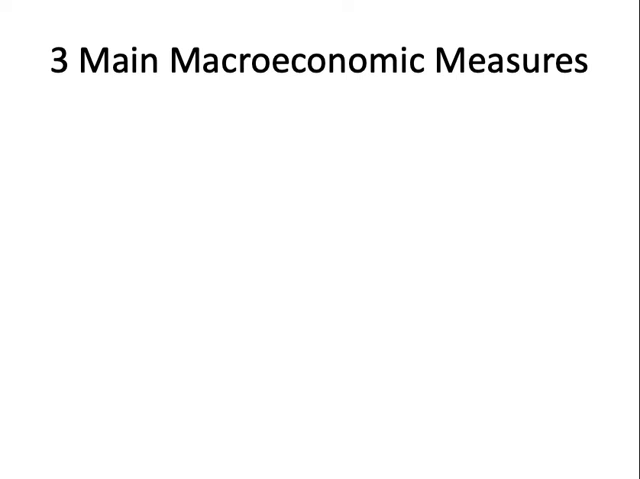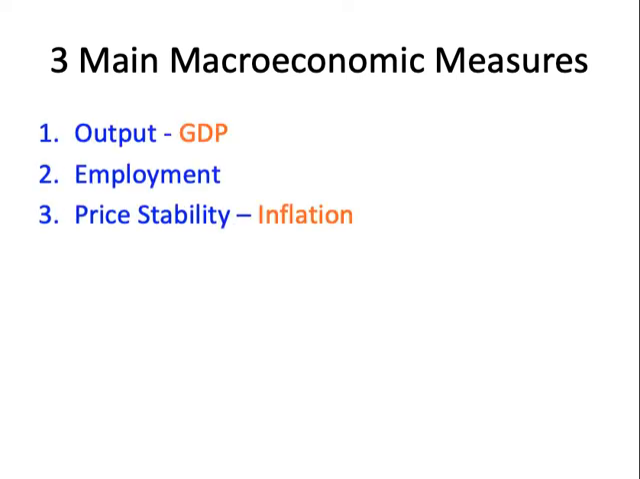And so when we talk about macroeconomics, we look at three main indicators. One is output, two is employment, and three is price stability. Today we're going to be talking about output and GDP. Our next video lesson will be about employment, and our third video lesson will be about price stability and inflation. These are the three main economic indicators.